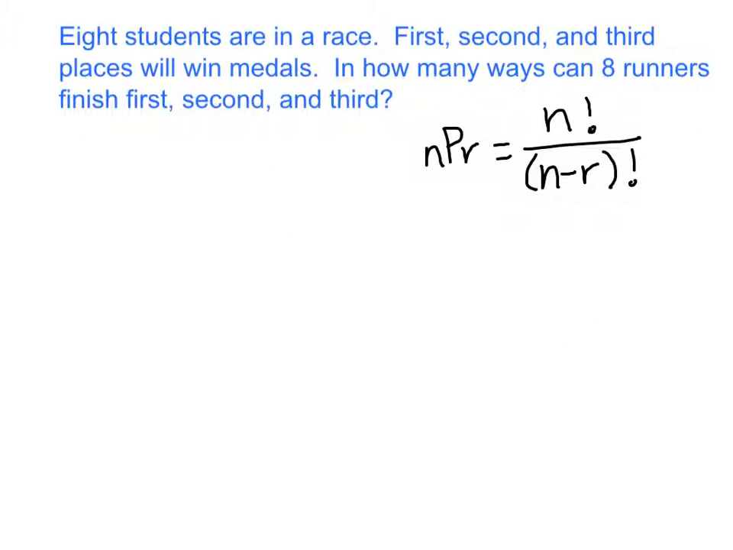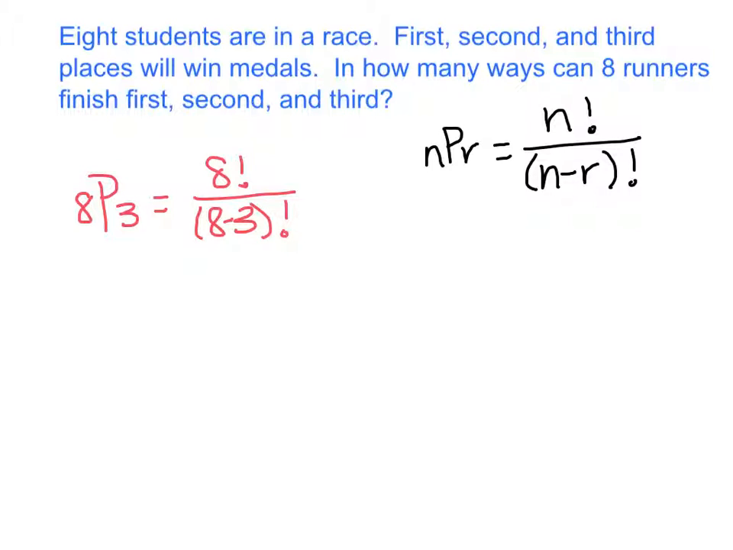8 students are in a race. First, second, and third places will win medals. And how many ways can 8 runners finish first, second, and third? So we're going to set up our equation. I have 8 runners, and how many can be first, second, or third? So that's 8 factorial over 8 minus 3 factorial.